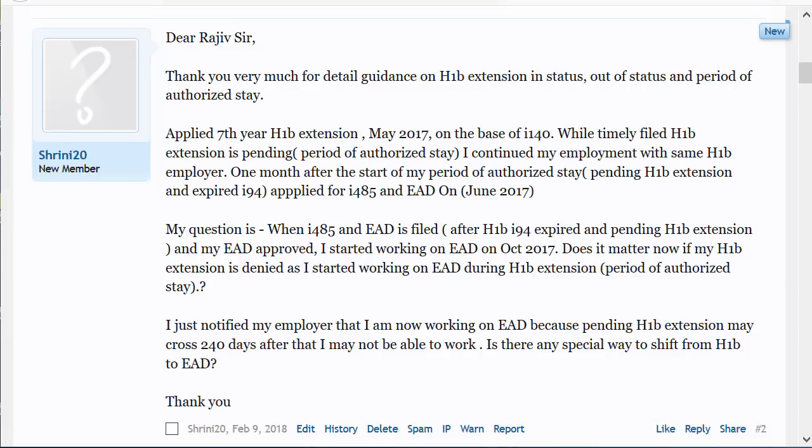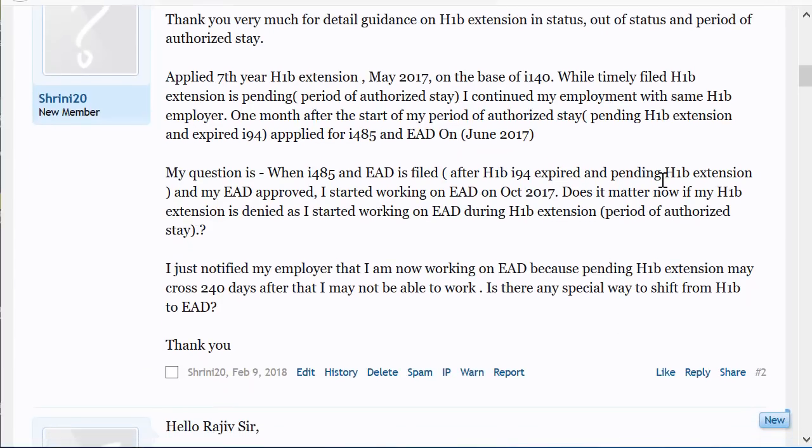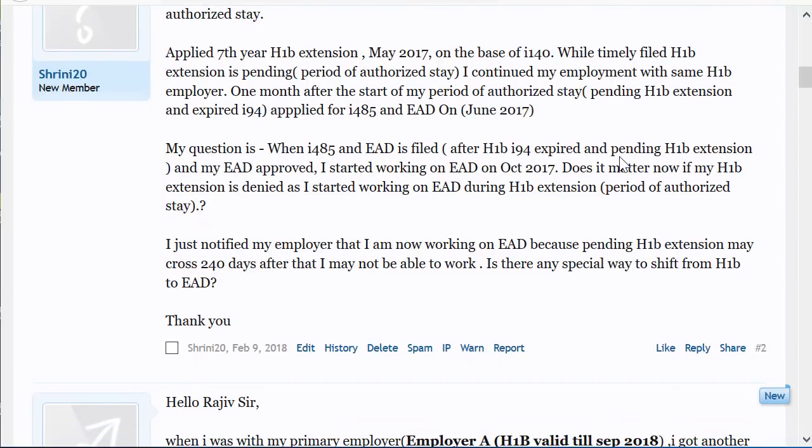Now remember, even if he had filed on the 179th day, he would be okay. So there's no problem here. The EAD is good. The I-485 is good. Let's see, when I-485, does it matter now if my H1B extension is denied? No, it does not matter anymore, because within 30 or 40 days, less than 180 days of your I-94 expiring, you had filed I-485 and you've got an EAD.